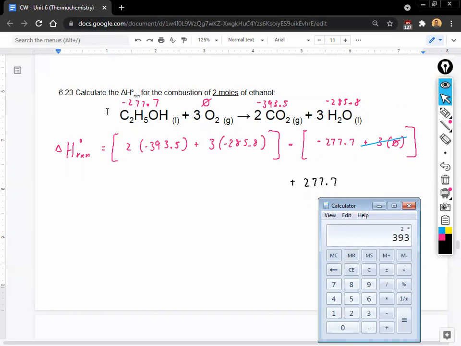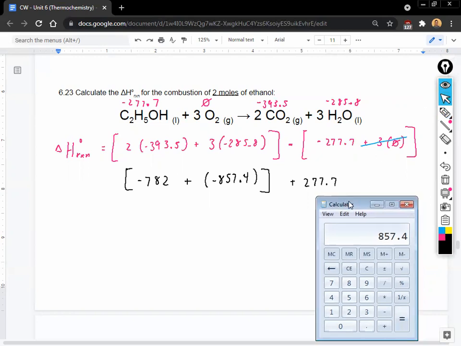Okay, so we just need to find the enthalpies for the products, and so we're just going to do 2 times 393.5, and that'll get us to negative 787, and we're going to combine that with 3 times 285.8, which will get us to negative 857.4. All right, so we just want to add all the products together, and just make sure that one is negative, and then we just need to add 277. I messed up. Sorry, guys.